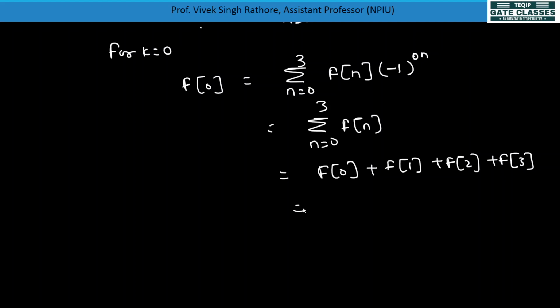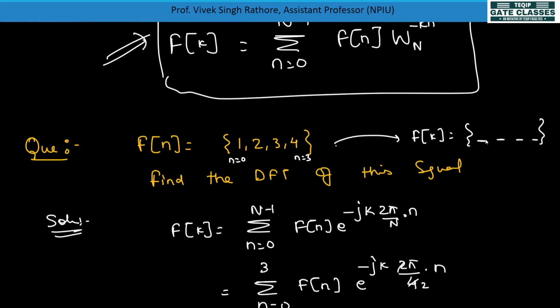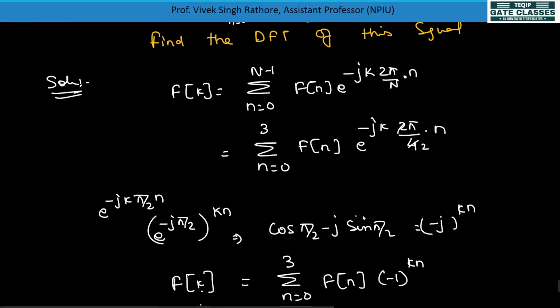As you know the values were 1, 2, 3, 4, so you can write 1 plus 2 plus 3 plus 4. Ultimately you will get 4 plus 3 is 7, 7 plus 2 is 9, 9 plus 1 is 10. So ultimately f of 0 is 10. Okay, now the next value is f of 1.